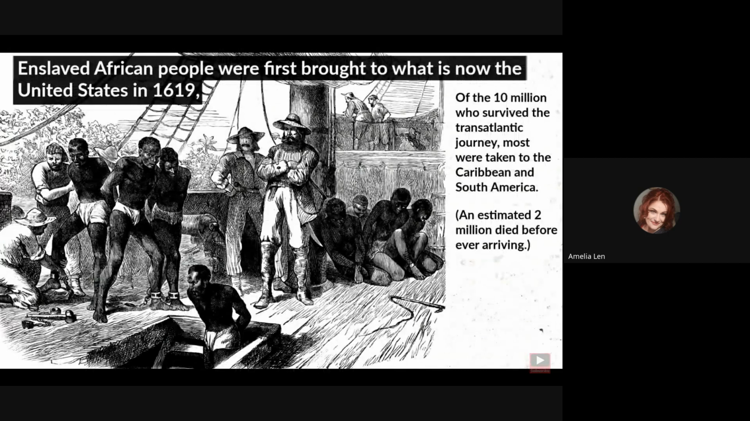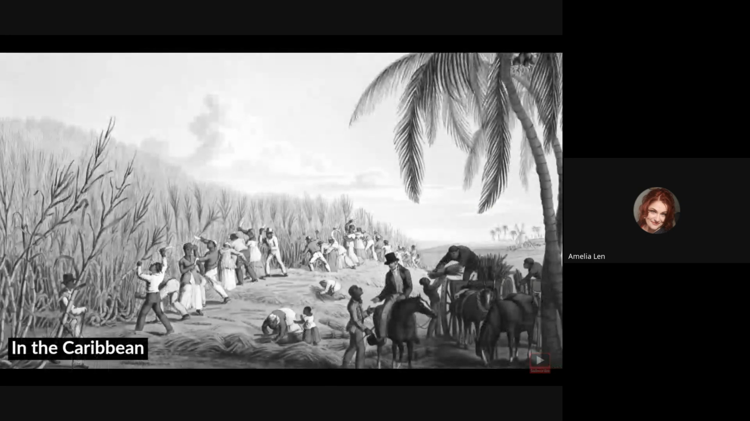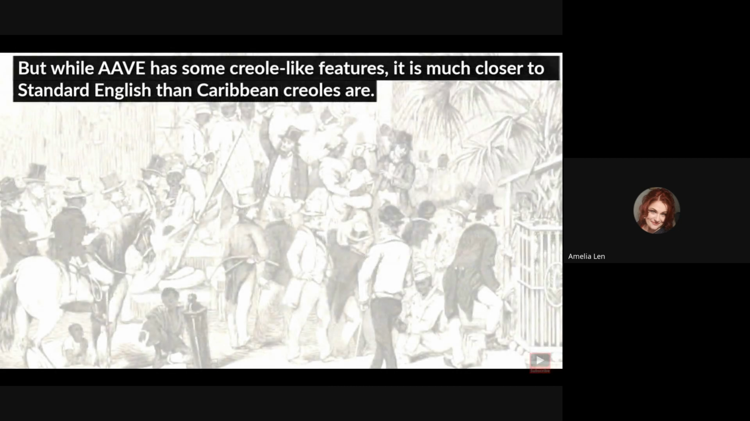It's something else. Enslaved African people were first brought to what is now the United States in 1619, and over the next 2 centuries, hundreds of thousands more were brought over. Similar to the development of English-based Creole languages in the Caribbean, AAVE developed from contact between speakers of West African languages and their English-speaking slave masters, as well as indentured servants from Great Britain and Ireland. But while AAVE has some Creole-like features, it's much closer to Standard English than Caribbean Creoles are.